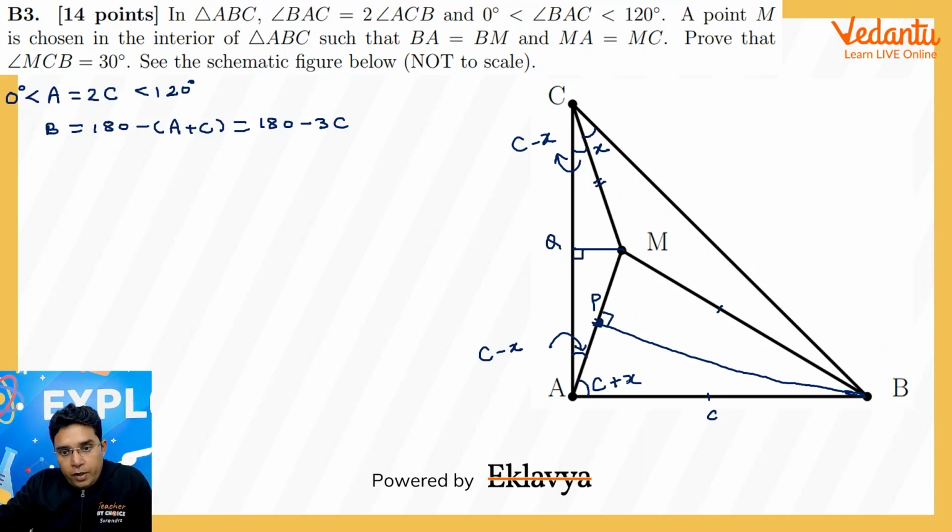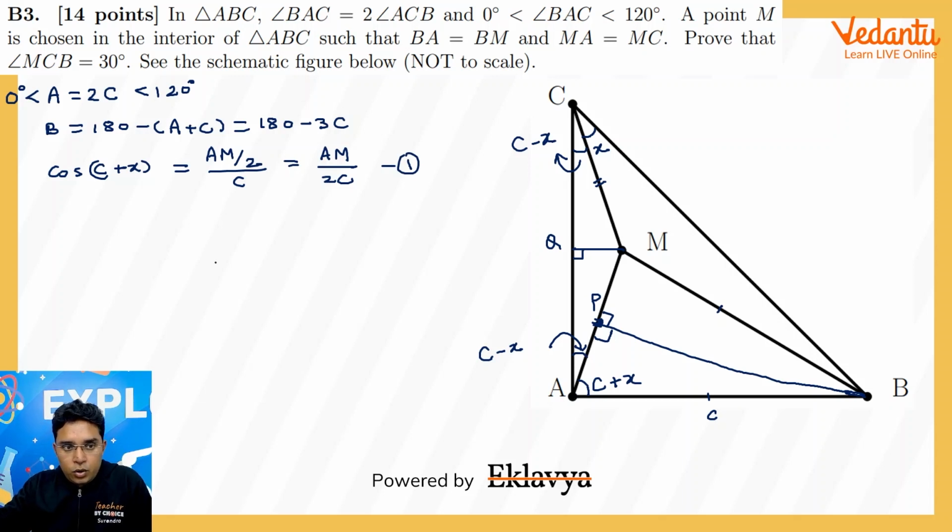Okay, now I can use simple trigonometry. In this triangle APB, cos of C plus X will be equal to AM by 2 as numerator upon C, so that is AM upon 2C. That is one. Similarly, in this triangle AMQ, we will be getting cos of C minus X is equal to, that will be, AQ.